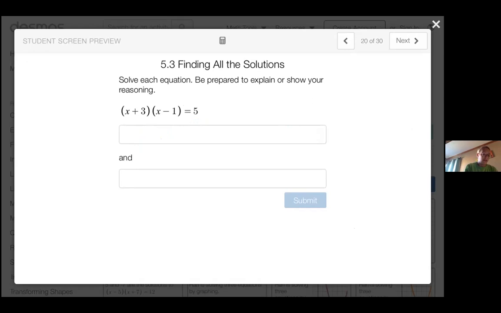Now, this one we cannot solve with our zero product property. We can't use our square root method, so we're going to have to graph this one. If I move the 5 over, then it'll be equal to 0, and I can graph it. So hold the phone, I'm about to show you how to graph here. Let me share.